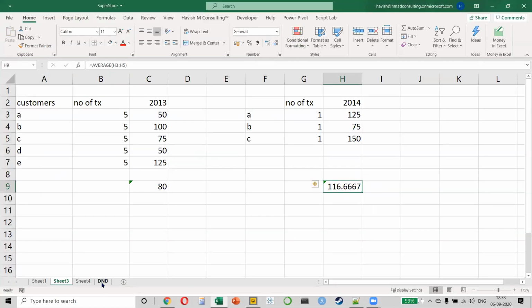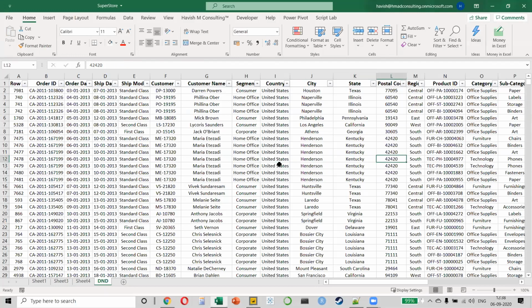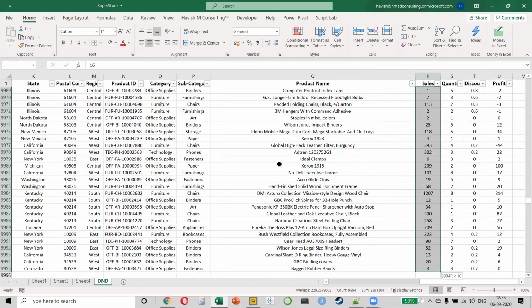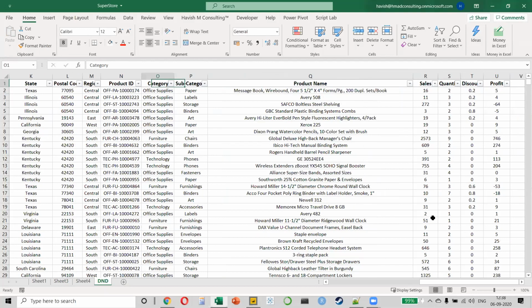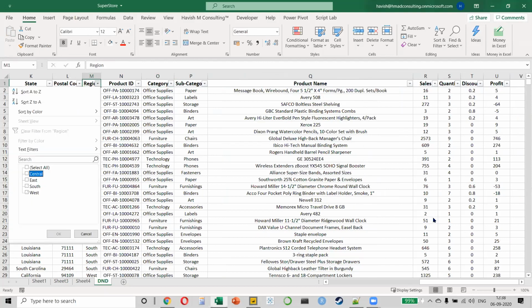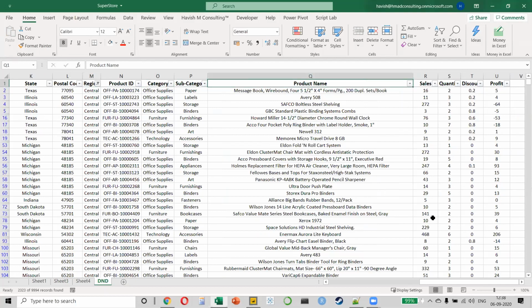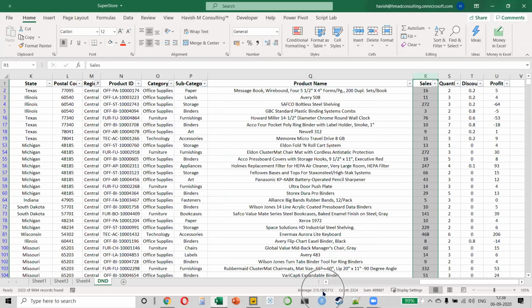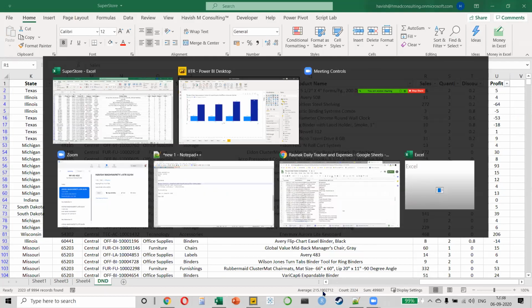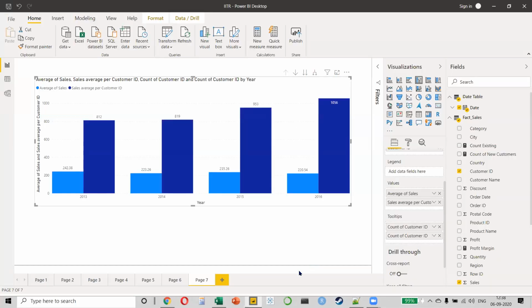Hold on. When I look at all the transactions and average them out, what will the average be? Let me show it to you this way. Let me select the central region. If I select my entire sales column, do you see the average at the bottom? 215. That means 215 is the average of every transaction for the central region.